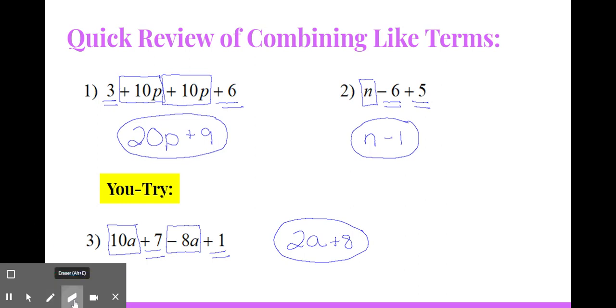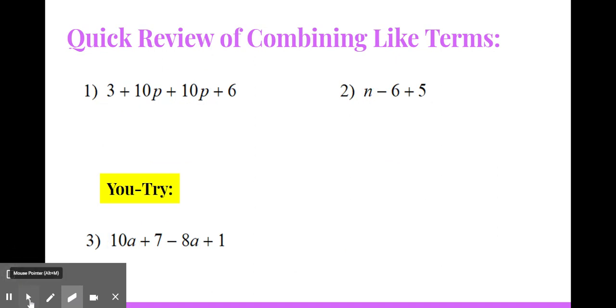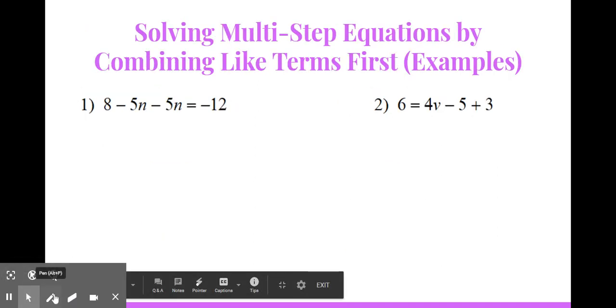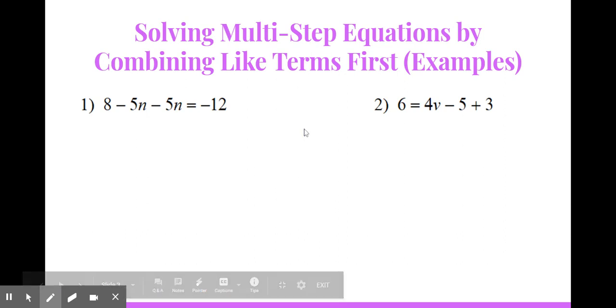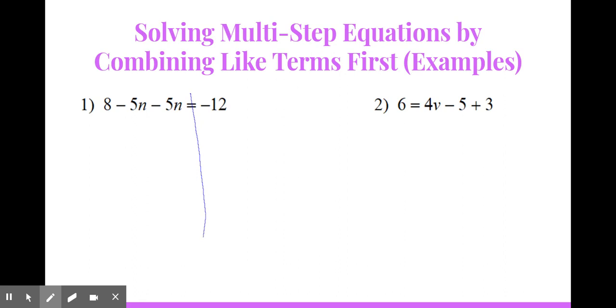Okay, now that we remember how to combine like terms, we're going to use that skill to help us solve some multi-step equations. So, problem number 1. Find your equal sign and draw your line straight down the middle. Today's first step is going to be to look for like terms because we need to combine them to make our expression simpler. So look at the left-hand side.